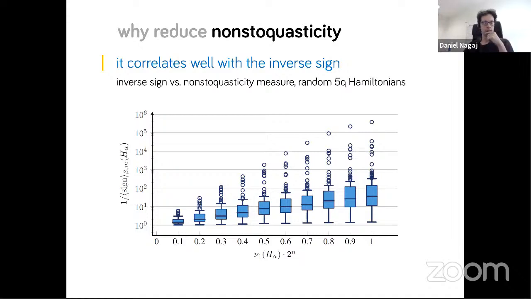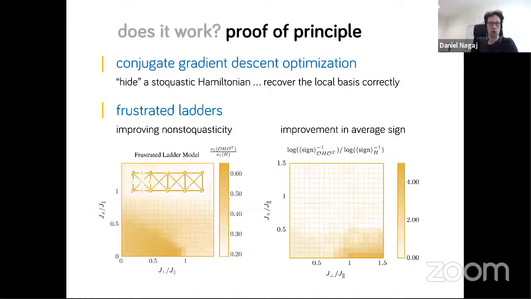Another thing that we investigate, we just investigate some toy systems that are frustrated ladders. So these are systems where you have something in 1D, on 2 layers that are connected, and the system is frustrated, meaning that there is no easy way to optimize every local term by itself. So it is a complex system. And then we are looking at how much the average sign got better if we improved our non-stochasticity measure. And a lot of the time, we really do get an improvement.